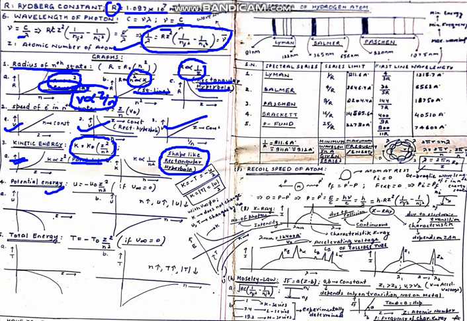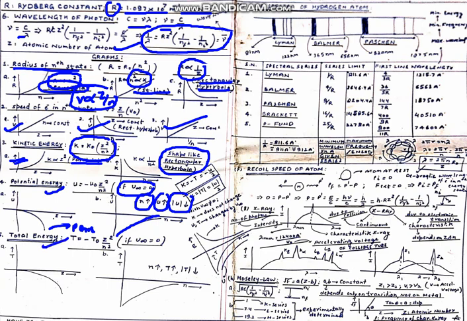Next is the graph of potential energy. Potential energy is −U₀Z²/n². If we assume that U at infinity is 0, the graph between U and Z will be a parabola, and the graph between U and n will be a rectangular hyperbola like this. We can see that if n increases, then U increases, but the magnitude of U decreases, as is evident from the graph over here.